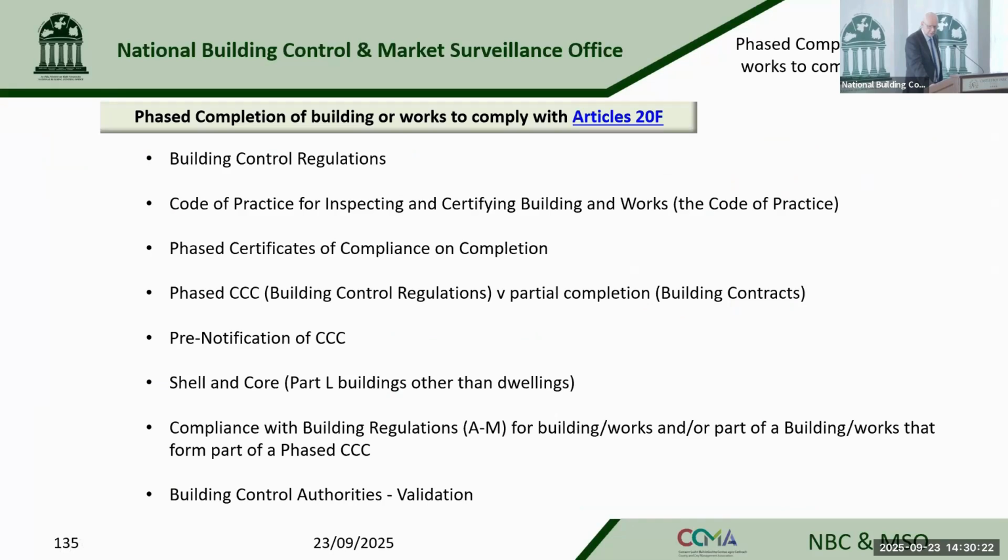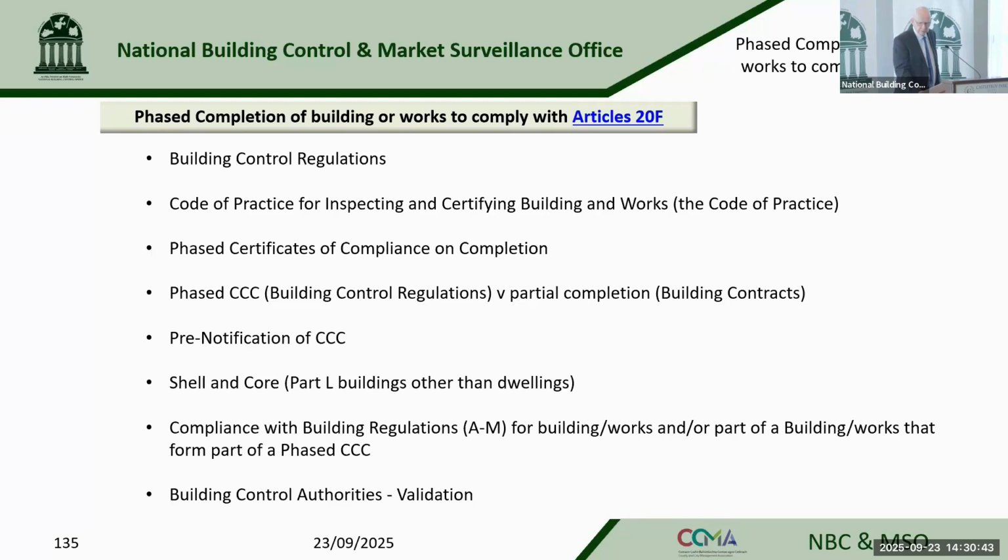So I was going to go through the phase completion on buildings or works in compliance with Article 20F. So going to take a quick look at the Building Control Regulations, the Code of Practice, and phase completions of compliance with completion. We'll have a few examples to go through on those. And look at the difference between phased CCCs under the Building Control Regulations and partial completion, which is sometimes referred to on building contracts. They're two different things.